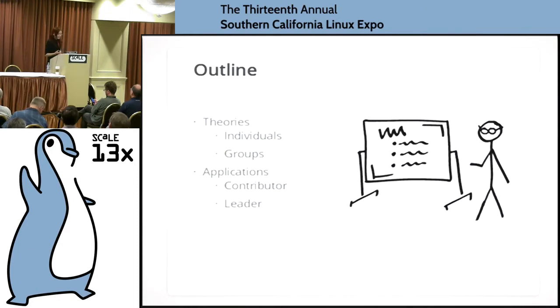So what I'd like to talk to you about today are some theories about people from psychology that will be relevant, some theories about individuals, and then theories about how groups interact, the way you can apply this as a contributor in the free and open source software world, and the way you can apply these to leadership.